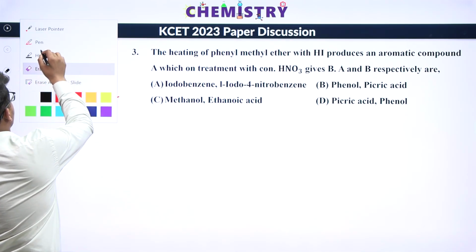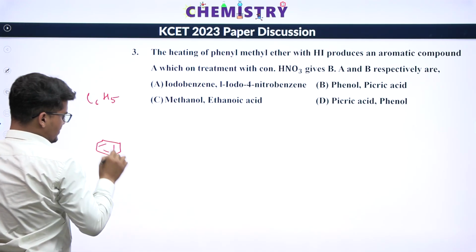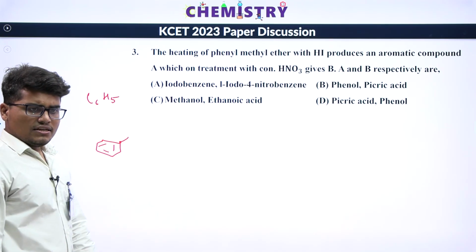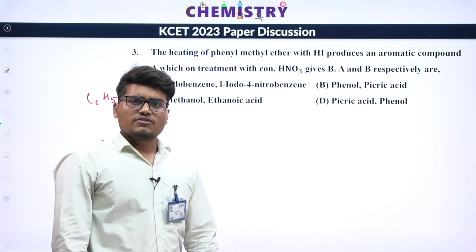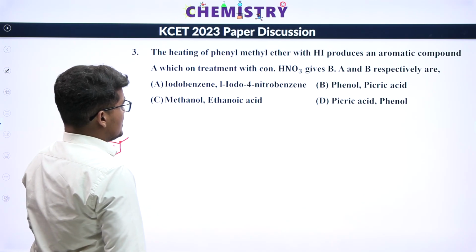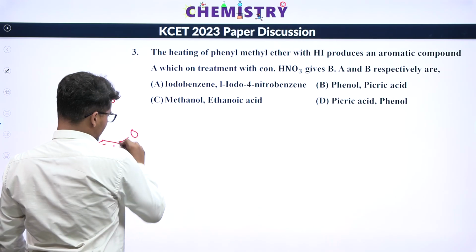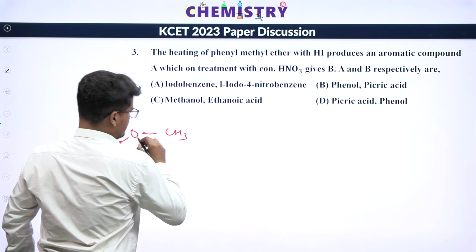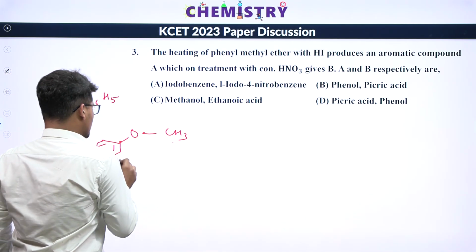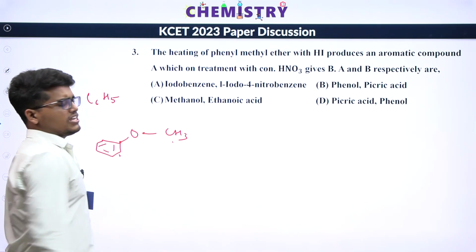So what you have to do, look, this is basically phenyl, correct? When the substituent is benzene, then we can say it acts as a phenyl, correct? So now they are saying methyl ether. Look, here we have an oxygen, here we have a methyl, correct? So it is methyl phenyl ether, or we can say phenyl methyl ether. This is the compound basically.